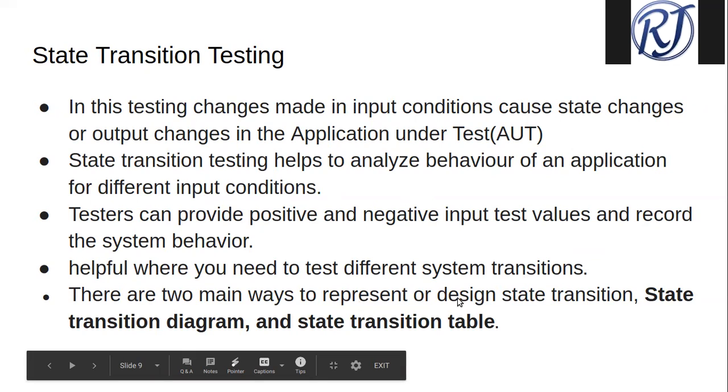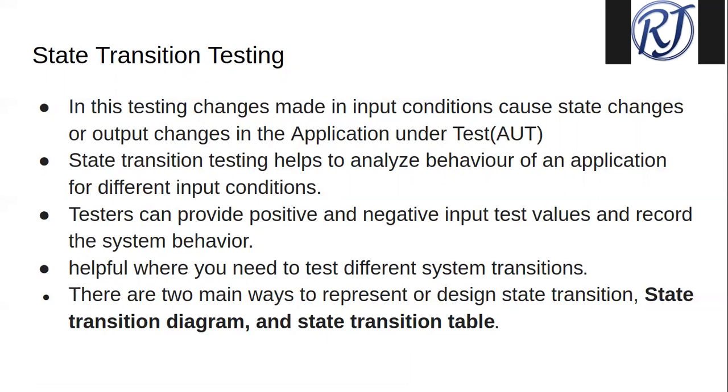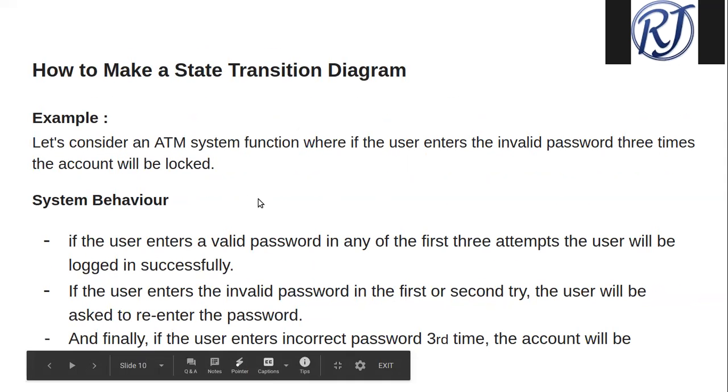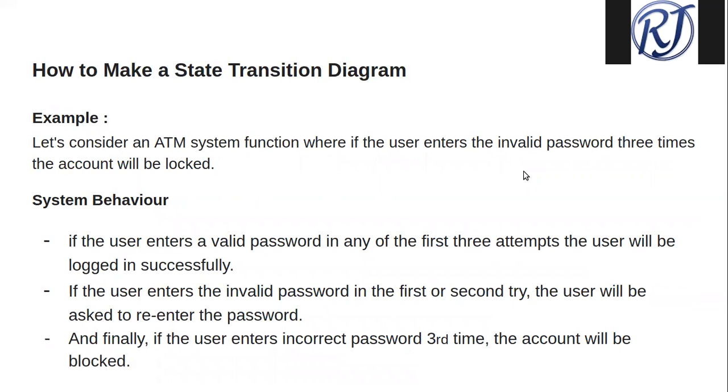There are two main ways to represent or design state transition. One is state transition diagram and another is state transition table. So in the next slide we will see how we can test using this technique. So let's take the example of an ATM system. There is an ATM system where the user enters the invalid password 3 times and the account will be locked. Okay, so there are 3 trials. If the third time also the user enters an incorrect password, he is not allowed to further withdraw the money from the ATM machine.